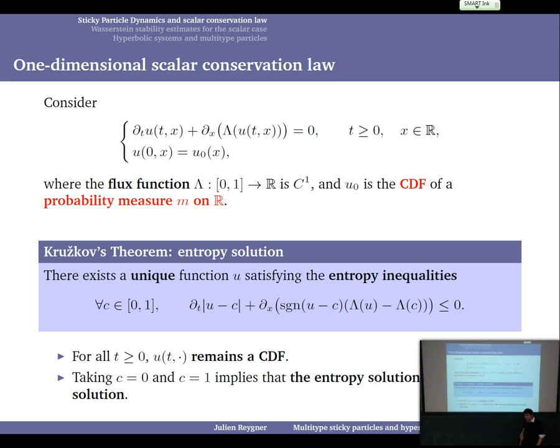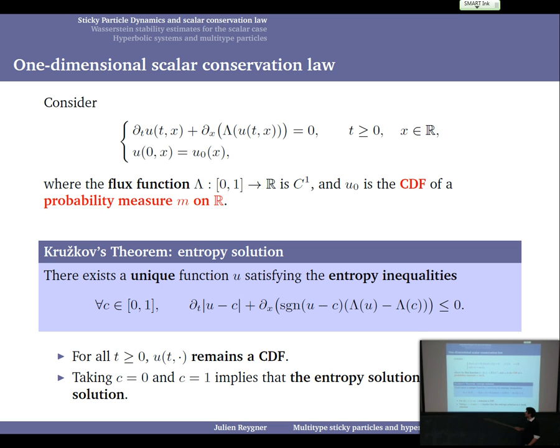One way to do this is to use the Kruskov entropy conditions, which amounts to requiring that the function U satisfies the following inequality in the distributional sense for all constants C between 0 and 1. 0 and 1 here are just taken because they are the bounds on the U naught. Okay? So Kruskov's theorem states that there exists a unique function satisfying this family of entropy conditions.